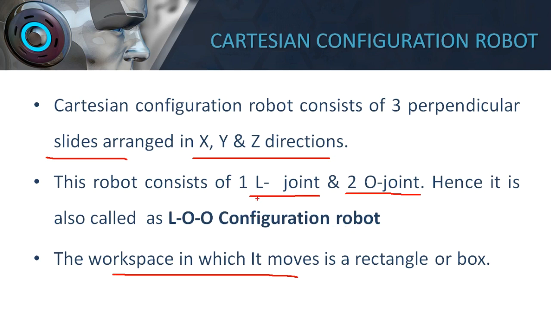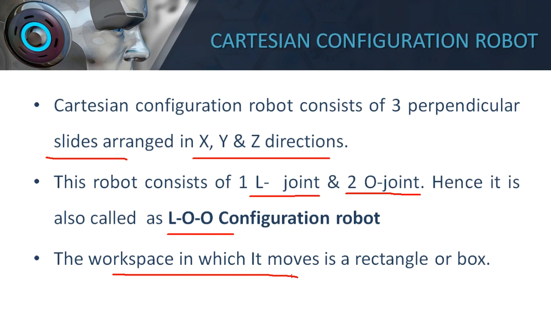So here Cartesian configuration robot consists of one linear joint, that is to move its arm forward and retract backward, and then two orthogonal joints. It has two orthogonal joints. Hence it is also called as LOO configuration robot, where L talks about the linear joint, O talks about the orthogonal joint, and then another O talks about one more orthogonal joint it has.